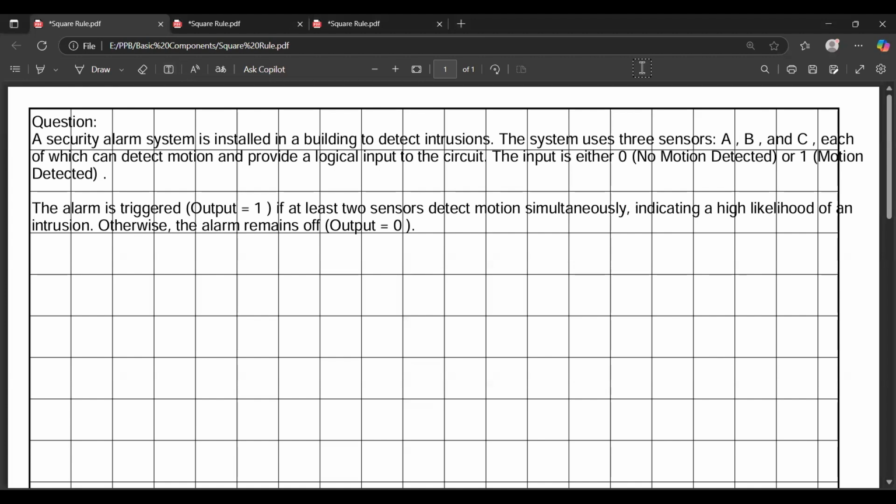In this video, we are going to do some scenario related questions. Instead of them giving us the truth table, we are going to come up with the truth table ourselves based on the scenario given to us. Okay, so look at the first question.